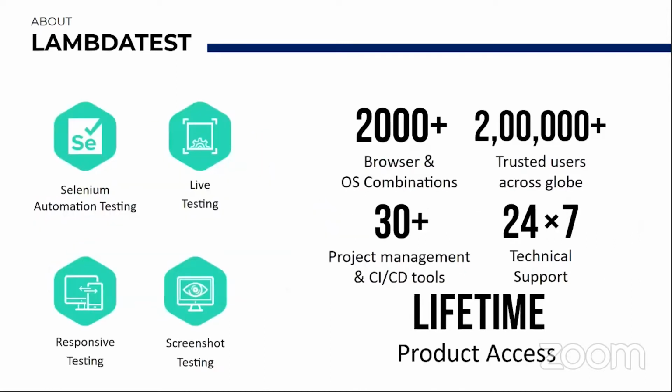We have around 2,000 plus different browsers, browser versions, and browser combinations available. For example, if I'm using a Windows laptop and I want to test my application on a Safari-based browser, I don't have a Safari laptop or desktop with me. To test my application on Safari, I come to LambdaTest. We will find the Safari browser and all the different versions of Mac OS, and you can test your website. We have around 200,000 users across the globe who are already using our platform.